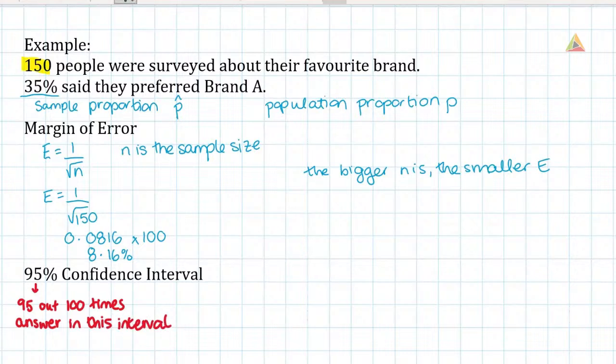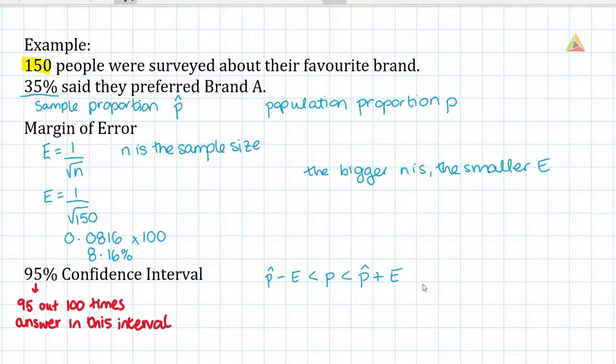Okay, so that's what our 95% confidence interval means. We're 95% confident of getting an answer in this range in 95 out of 100 times of carrying out a sample of the same size. So to generate a 95% confidence interval, the formula goes p hat minus e is less than p is less than p hat plus e.